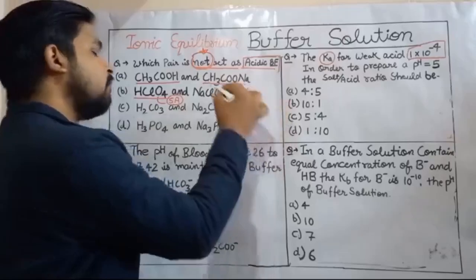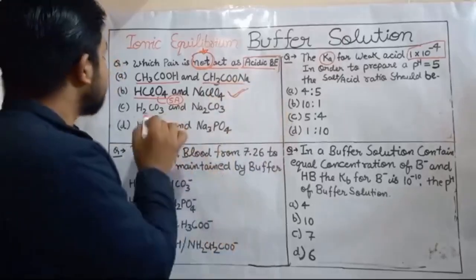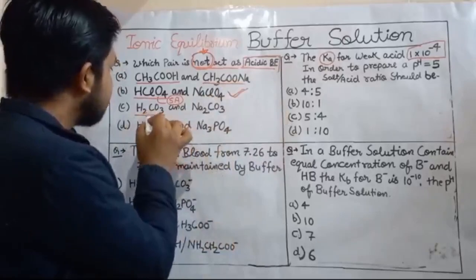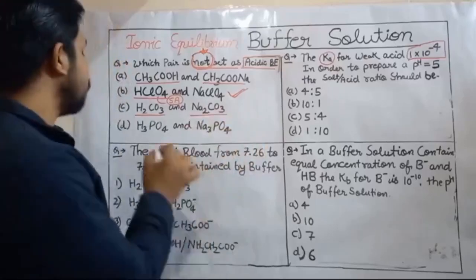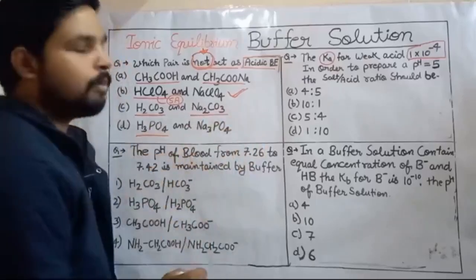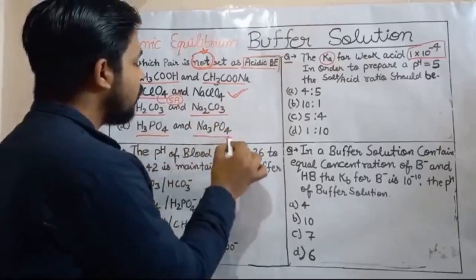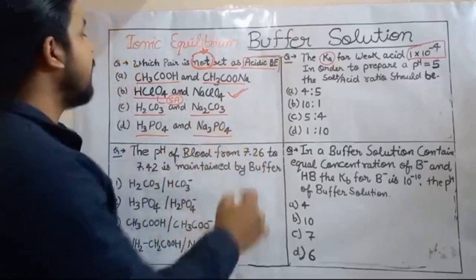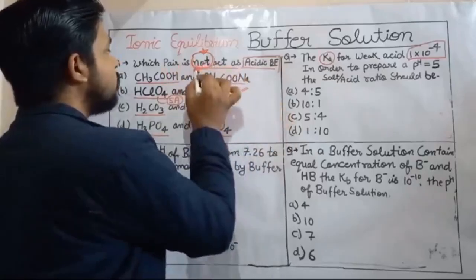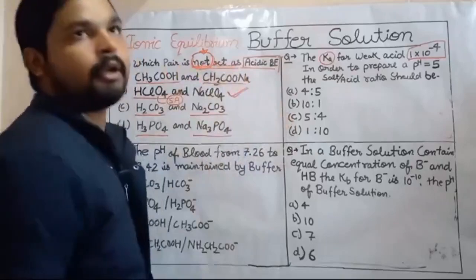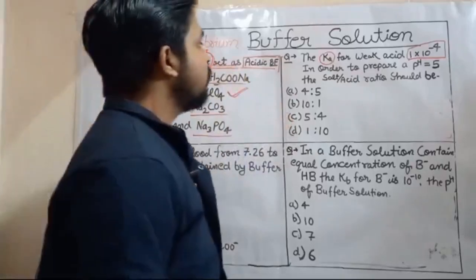Okay student, we can also see option C, H2CO3, which is a weak acid, and Na2CO3 is its conjugate. H3PO4 is also a weak acid and Na3PO4 is its conjugate. So our right option is B, because the question asks which does not act as an acidic buffer. Next we discuss the second question.